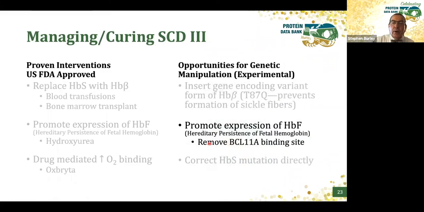So one approach for curing would be to promote expression of hemoglobin F and essentially simulate or create what's seen in individuals with hereditary persistence of fetal hemoglobin. And this will be done by removing the binding site in the promoter for the BCL11A transcriptional repressor.